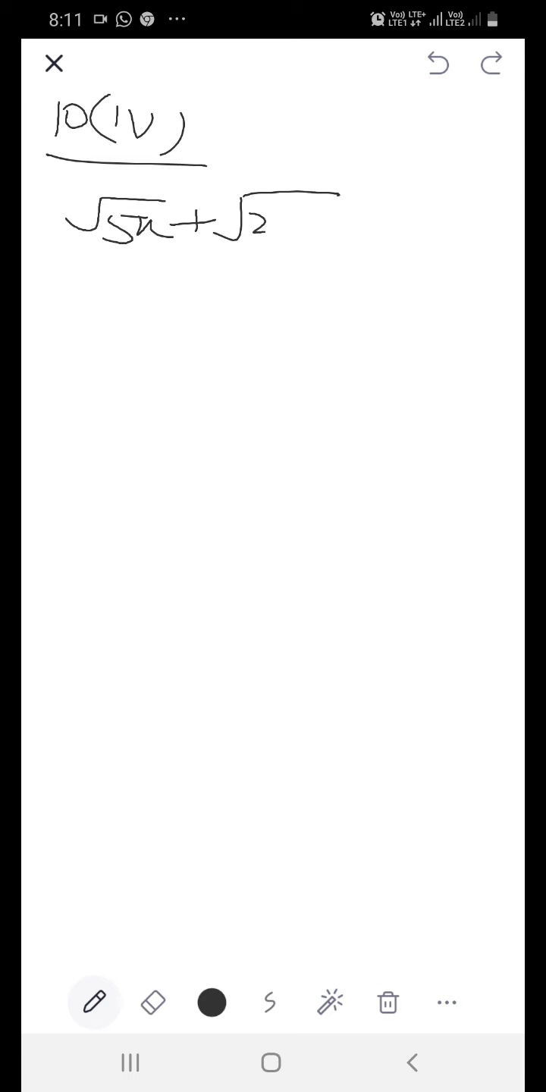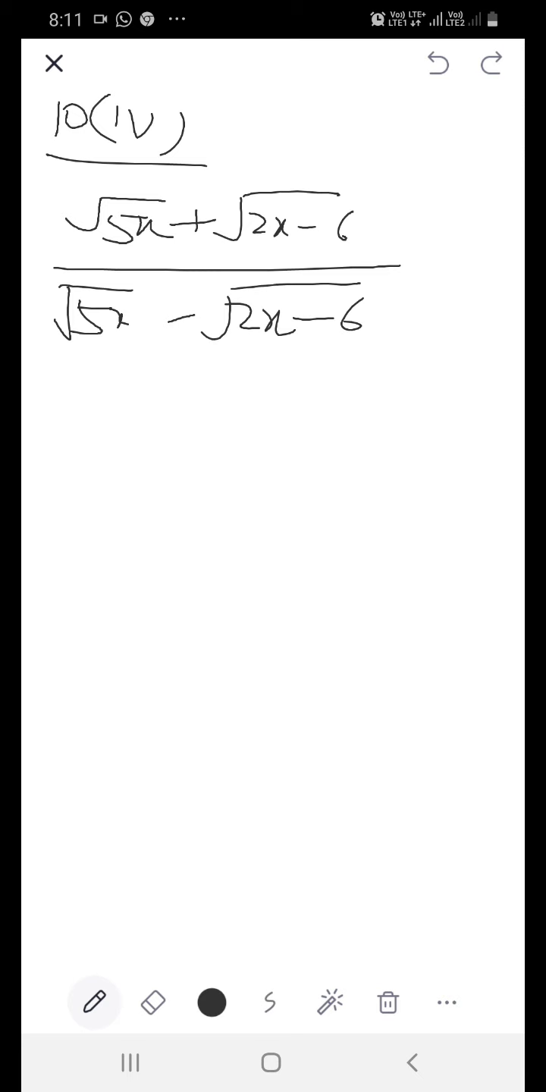The fourth part of the 10th question. And the question is: under root 5x plus under root 2x minus 6 upon under root 5x minus under root 2x minus 6 is equal to 4, given to you. Now you have to find the value of x.